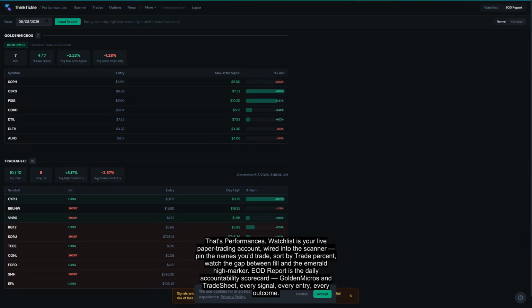That's performances. Watchlist is your live paper trading account, wired into the scanner, pin the names you'd trade, sort by trade percent, watch the gap between fill and the emerald high marker. EOD Report is the daily accountability scorecard, GoldenMicros and TradeSheet, every signal, every entry, every outcome.